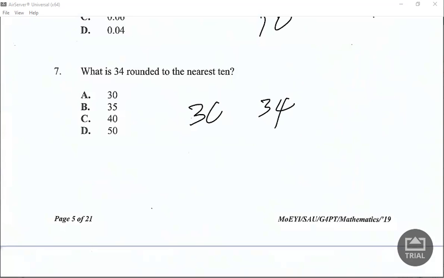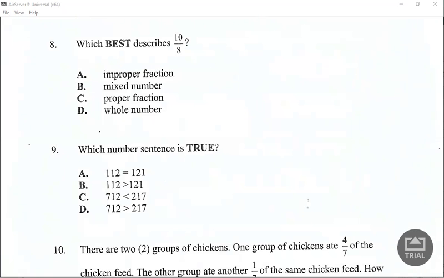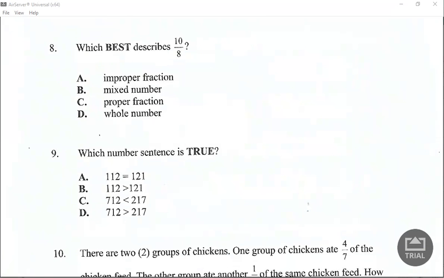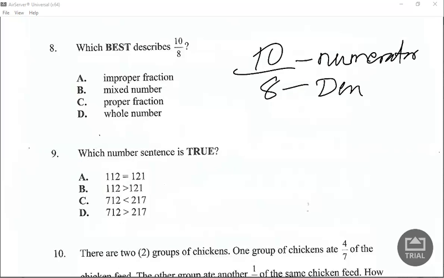Let's look at number 8. Which best describes 10 over 8? 10 over 8 is what we call an improper fraction, and that's because the numerator, which is the 10, is greater than the denominator. So when the numerator is greater, it's known as an improper fraction. Now, a proper fraction will be the opposite, where the numerator is smaller.